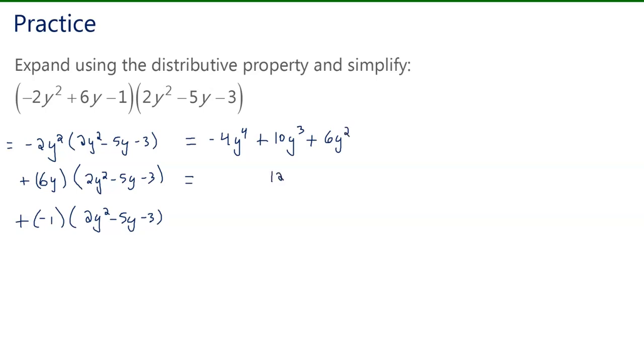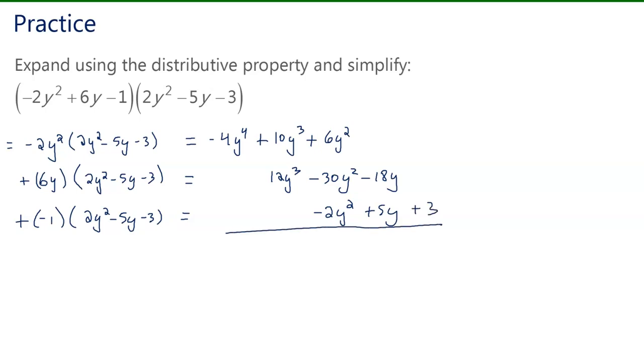Here we get 12y cubed, subtract 30y squared, subtract 18y. For the last one, we get negative 2y squared plus 5y plus 3. Notice we have terms aligned vertically. In the first column, we only have negative 4y to the 4.